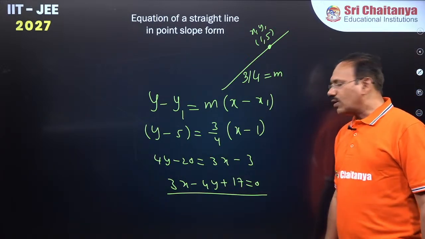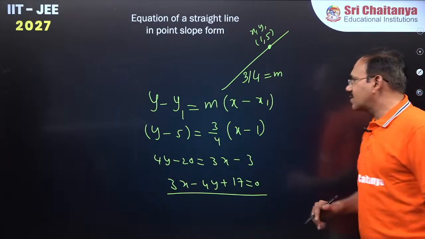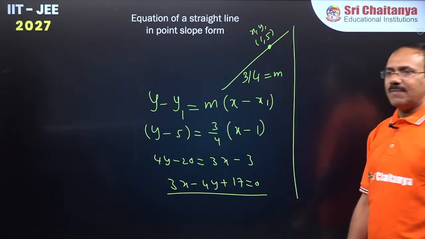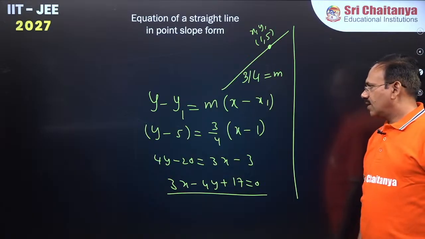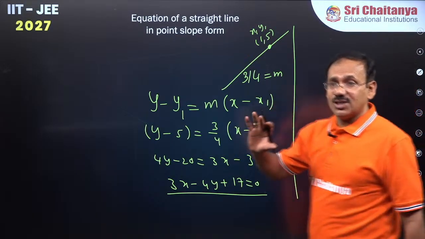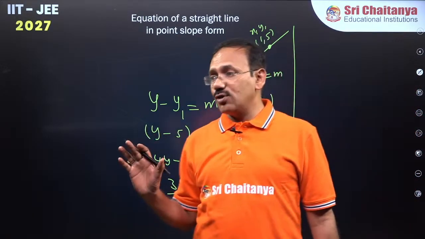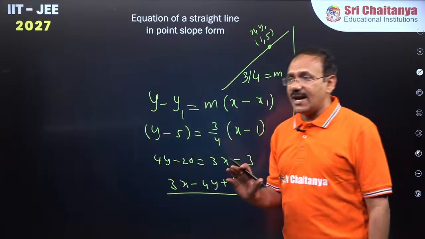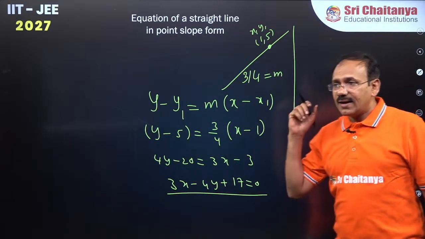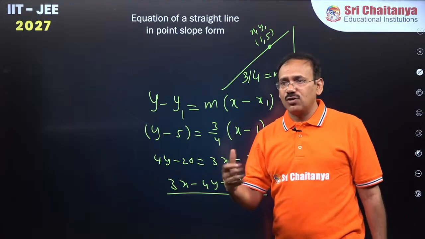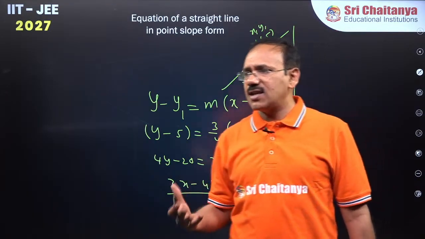So, very routine method, dear students. Let me talk about the shortcut. Shall we go with the shortcut, guys? Do you want to find the equation of the line passing through the point and slope 3 by 4? Do you want? Say yes or no.